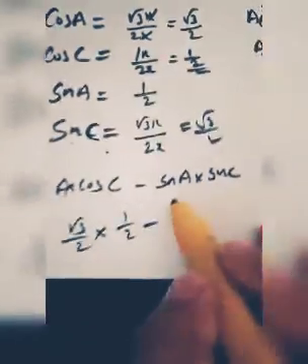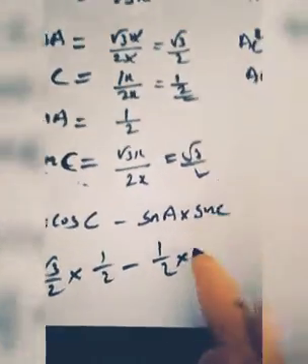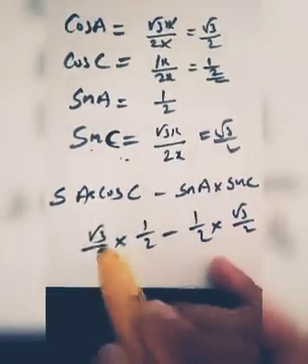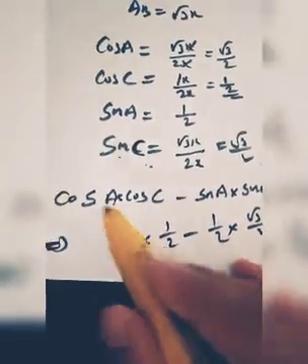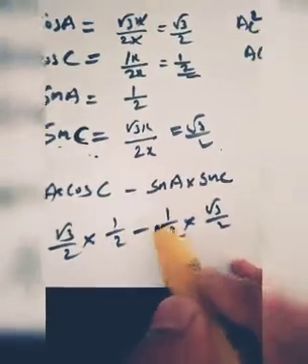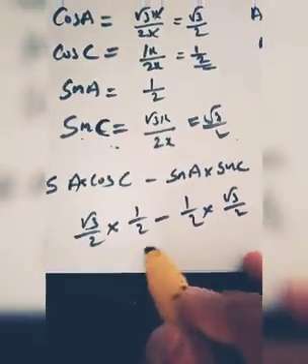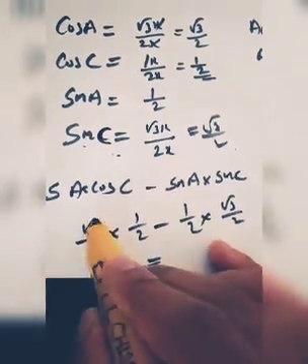1 by 2 minus sin A into sin C. What is sin C? Root 3 by 2. Clear? Cos A into cos C, and then into it minus sin A into sin C. Then here we are supposed to multiply. What is root 3 into 1?